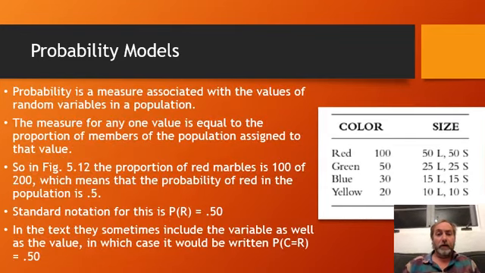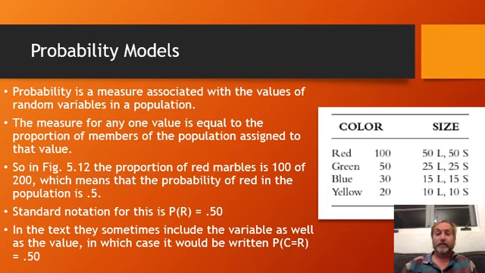So probability is a measure associated with the values of random variables in a population, and the measure for any one value is just equal to the proportion of members in the population with that value. We've talked about proportions before, so if we know the proportion of red in the population, then we know the probability of red in the population. Here, the proportion of red marbles is 100 out of 200, so the probability of red in the population is 0.5. Half of the marbles are red.